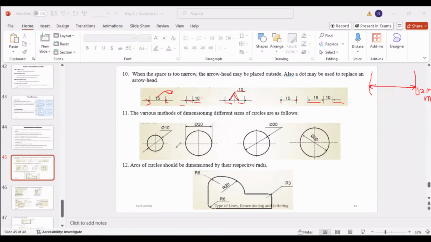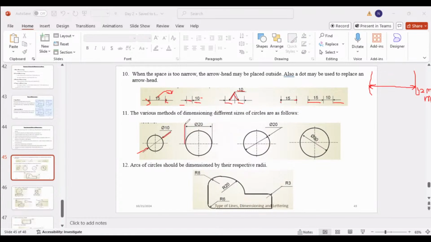Then for the circles, you can see that there are various methods for dimensioning different sizes of circles. Okay. So first one is mentioning the dimension. So you can use arrowheads outside because it is a really small circle, right? For small circles we put the arrowheads outside, and you can see that the line has gone through the center, through the origin of the circle. So the diameter can be shown with a line drawn like that.